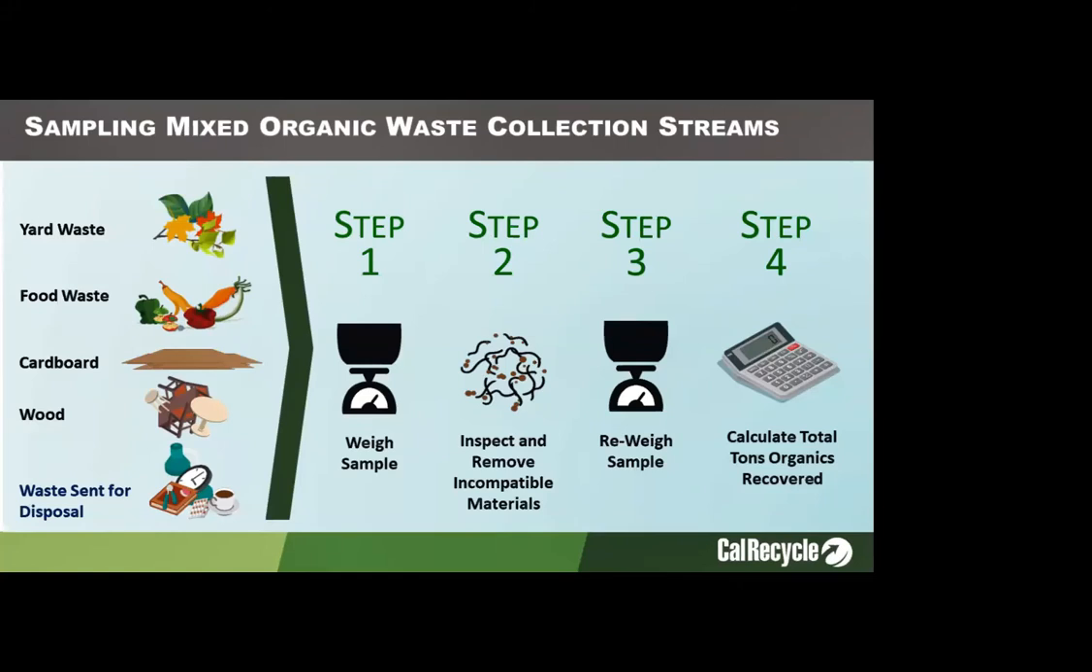Once the incompatibles are removed, step 3, reweigh the sample without the incompatibles. And then step 4, using the weights recorded in steps above, calculate the total weight of organic waste recovered from that waste type for that day. The operator would repeat these steps for each organic waste type that the facility recovered, including the waste sent for disposal.